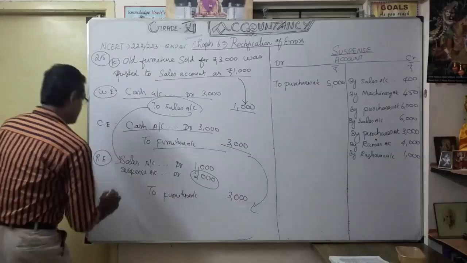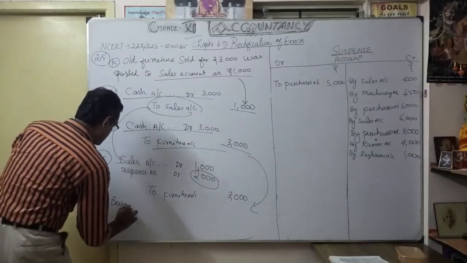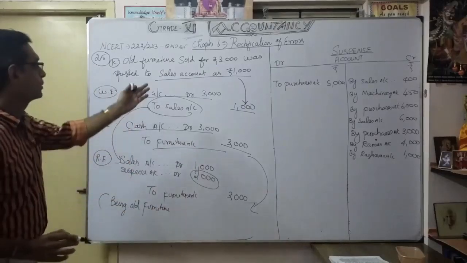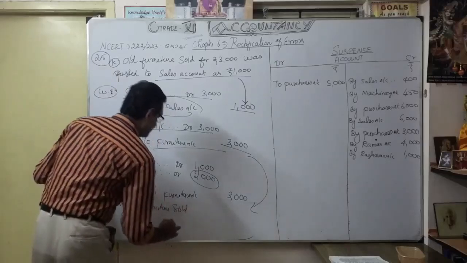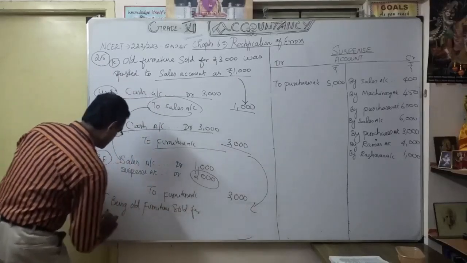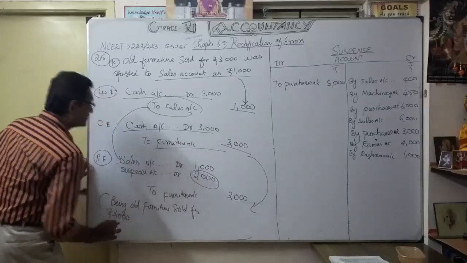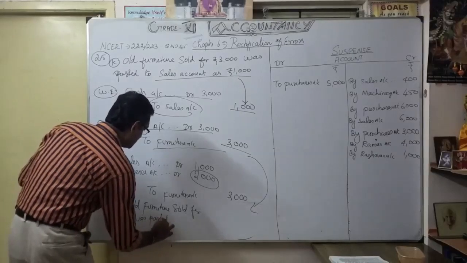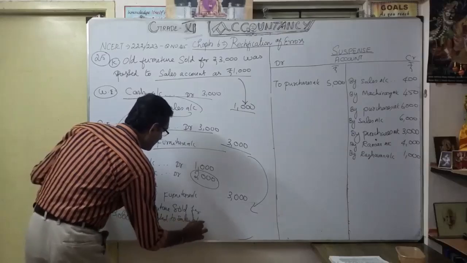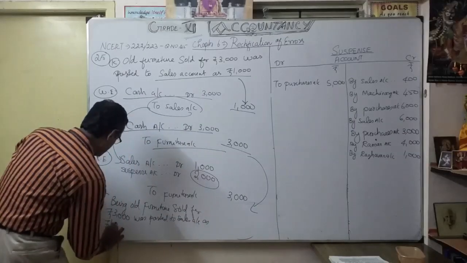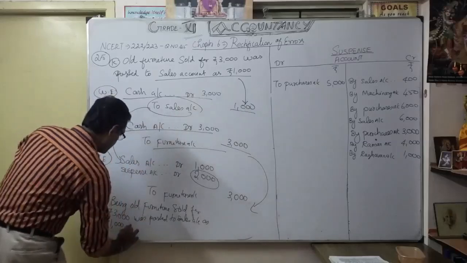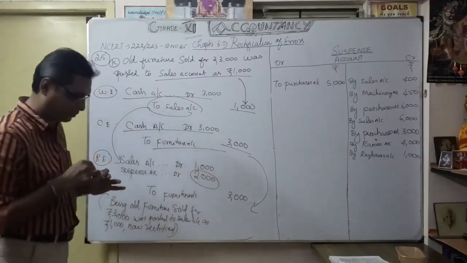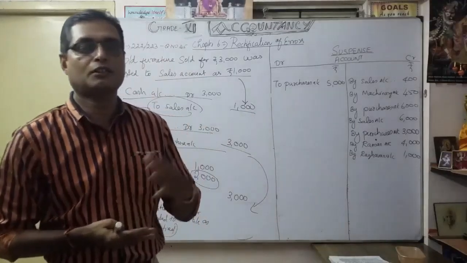Okay. So narration: being old furniture sold for 3,000 was posted to sales account as 1,000. Now as 1,000 now rectified. Okay, that's a narration, very very important. Please you have to write the narration part, very important. According to yourself, you understood the journal entry, accordingly you have to write narration.